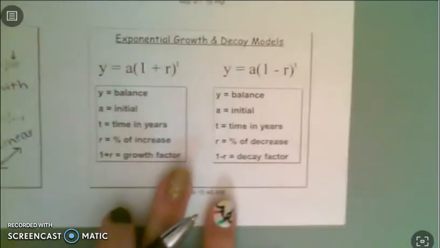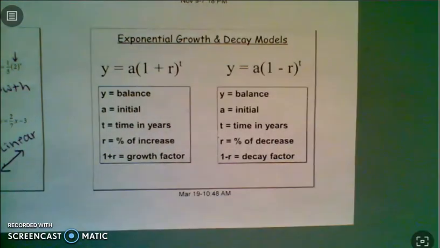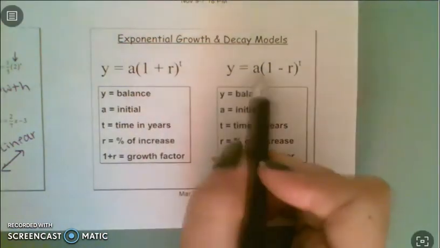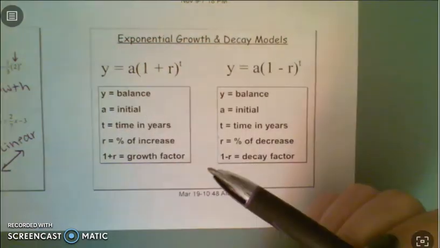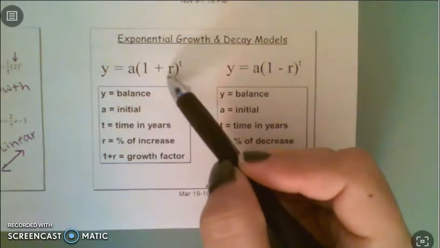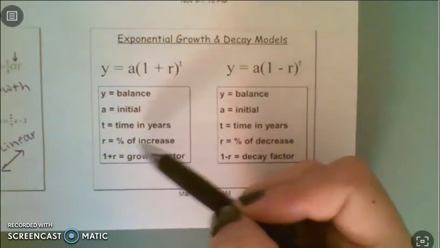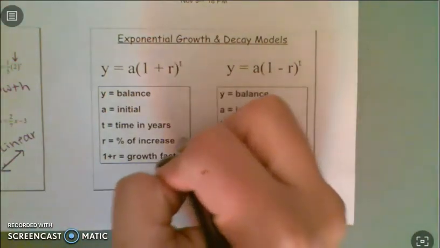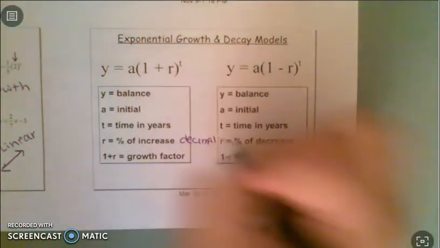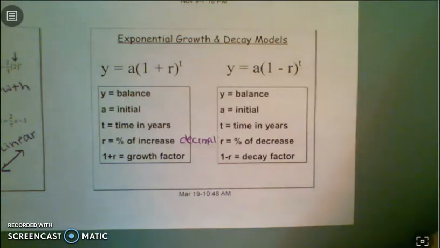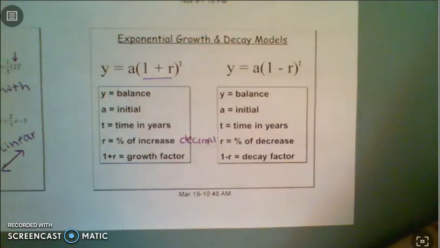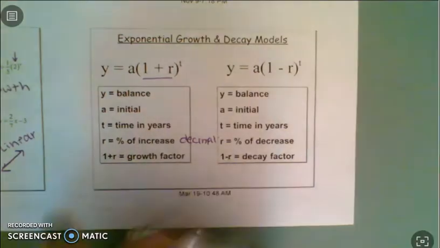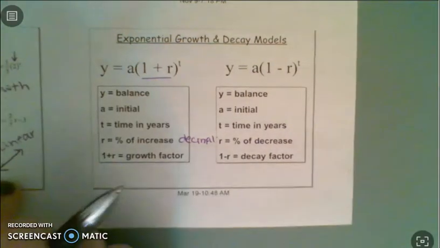Now we're going to actually look at the growth and decay models. You get these equations where y is your balance, a is your initial value, r is your percent of increase, it's your rate, but you always have to write that as a decimal. And t is your time, and the whole thing inside, this 1 plus r, is your growth factor. We're going to use these on the other side. So let's go ahead and look at some problems.